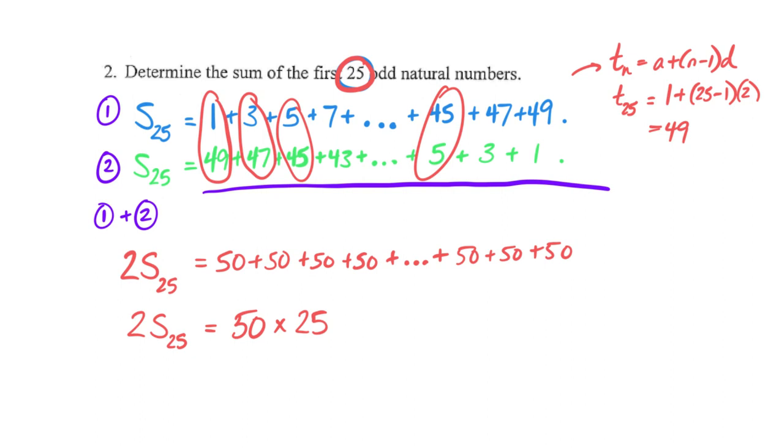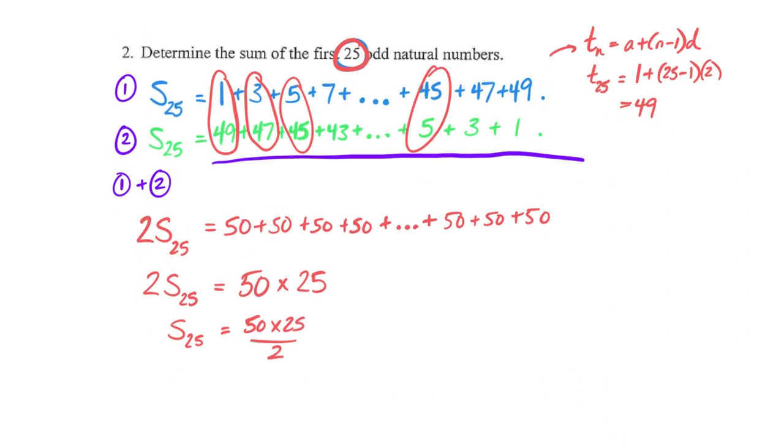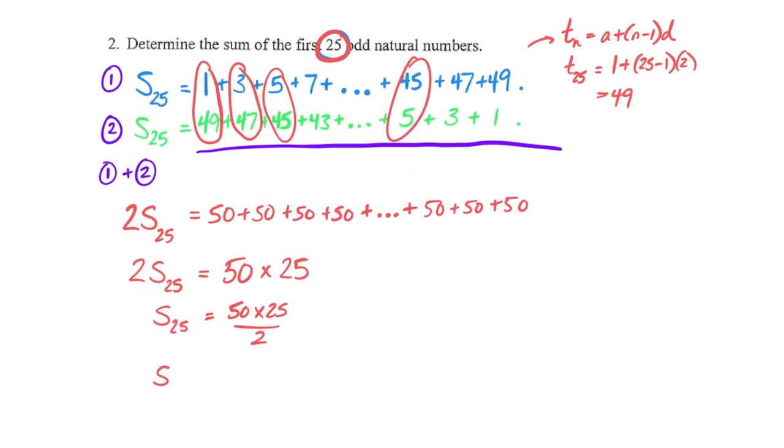And let's see how nice that becomes. That means that the sum of my 25 terms is really just 50 times 25 divided by 2. That is, I can get rid of the 2 times the sum of 25 by dividing by 2. When I do that, I get to a nice little calculation that the sum of the first 25 odd natural numbers is 625. No counting. Nice.